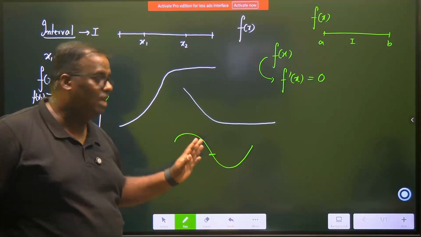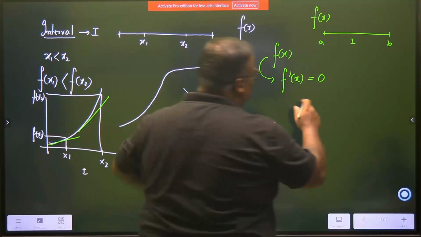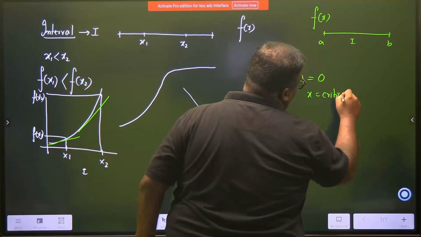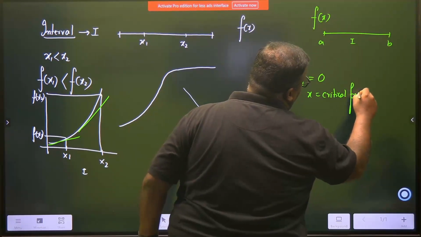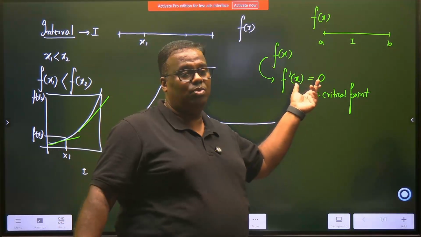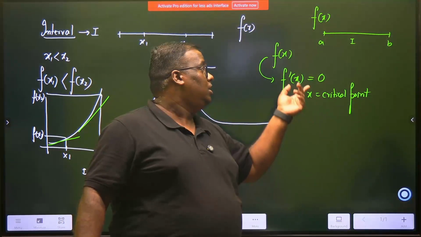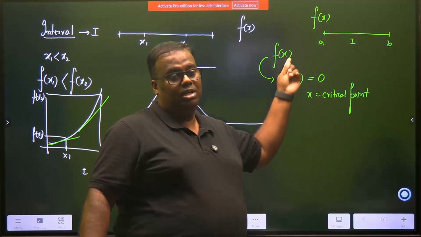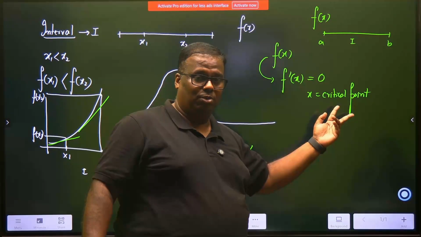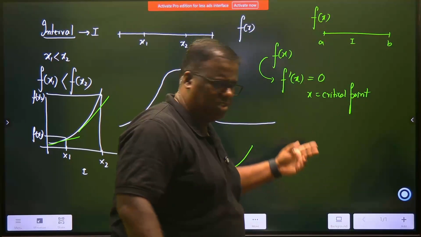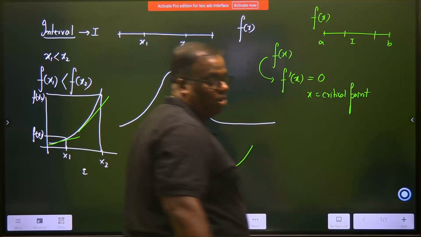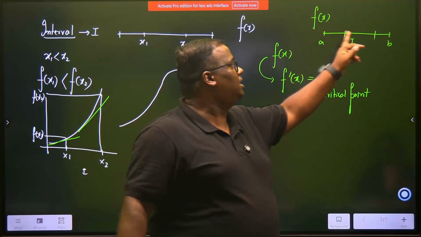Once we equate this to 0, we will get a value of x and we will call this the critical point. This is very necessary. Critical points can be 1, can be 2. If your f dash x is a linear equation, you get one value of x. Suppose this function was cubic, the derivative will be quadratic. A quadratic on solving will give you 2 critical points. Say we have got 2 critical points. So this is one critical point, this is one critical point. Now you have to test here, test here, test here.